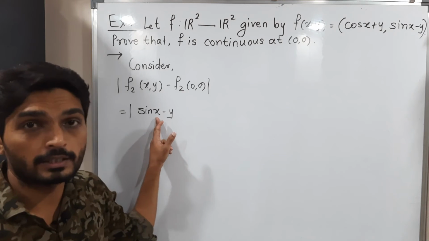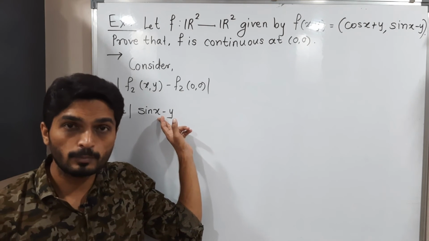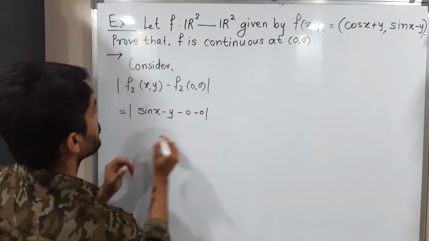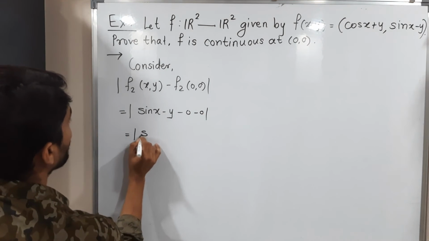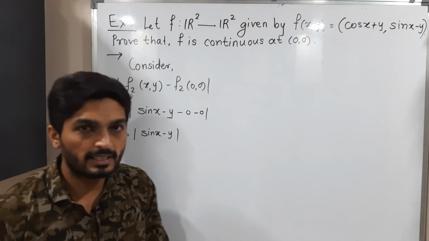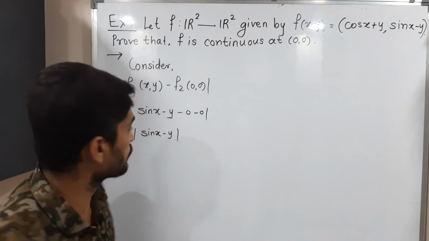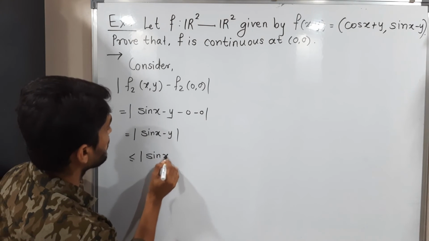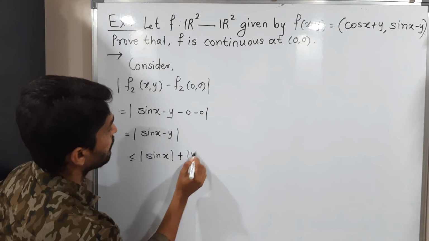If I put 0 here, what is the value of sin 0? It's 0. So minus 0, and y is also 0. So we will have simply mod sin x minus y. If we take the separate mod values, possibly we get an increase. So this is less than or equal to mod sin x plus mod y.